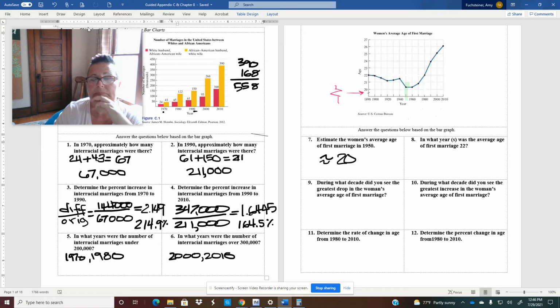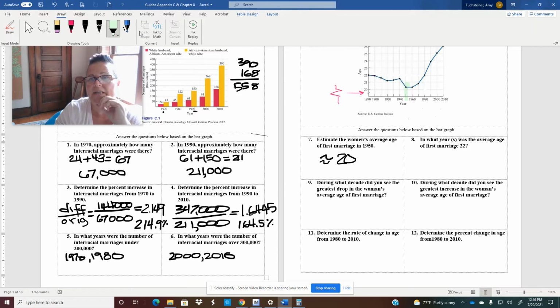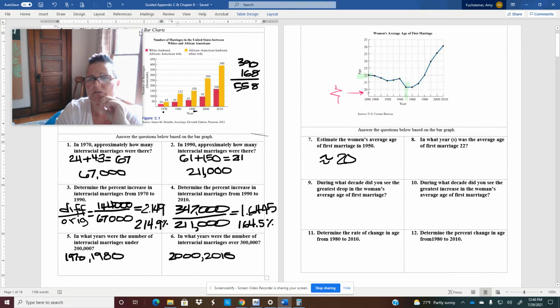All right. In what year or years was the average age of first marriage 22? So I'm going to come back here to my draw. I'm going to grab this. I'm going to find the age of 22, and I'm going to draw a cross. I'm just going to highlight it. Now, do you see how with that highlighter, I can cross not 1, not 2, but 3 points?